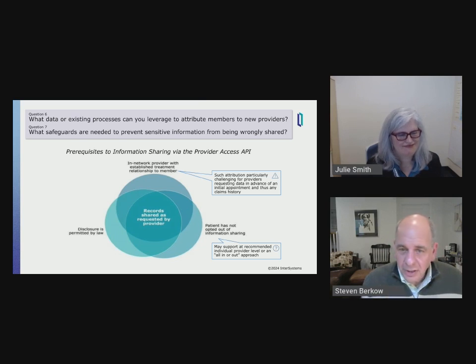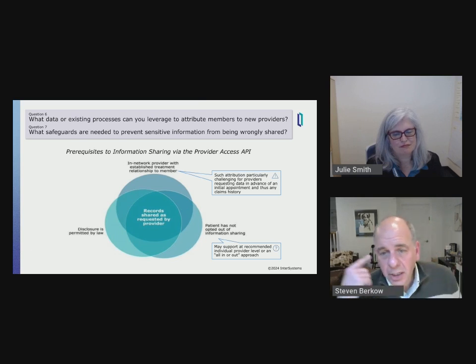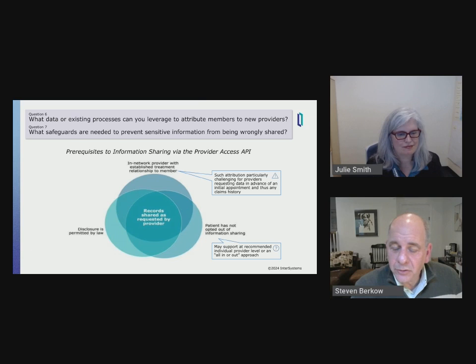I'm just going to kind of run around this graphic. You can see, for lack of a better word, the bullseye's in the middle, right? If you can satisfy all 3 of these, then you can share your records with the requesting provider, which ideally we should want to do. It's going to equip them to better manage the care of that patient. So first, starting at 12 o'clock, it has to be an in-network provider with an established treatment relationship with the member. And I know at first blush you used to say, well, we have their claims. That should be pretty easy to do.